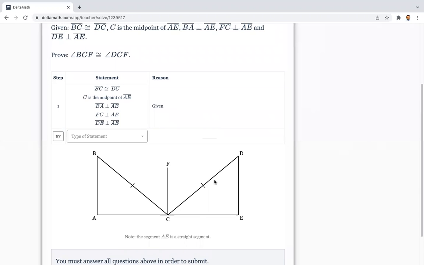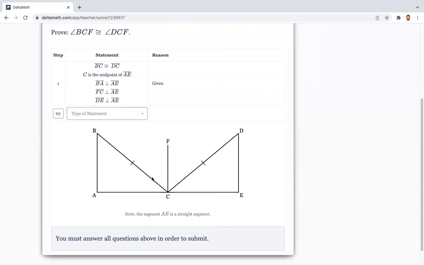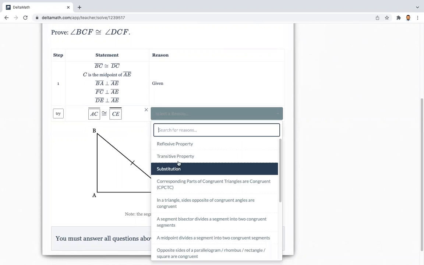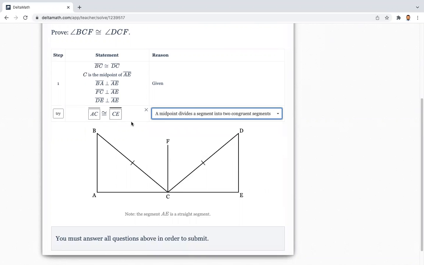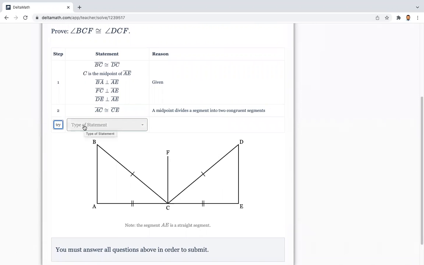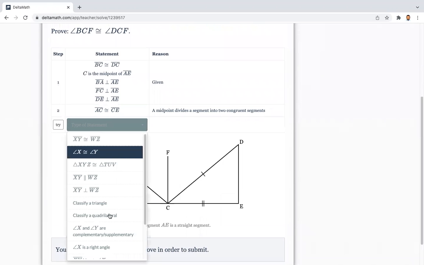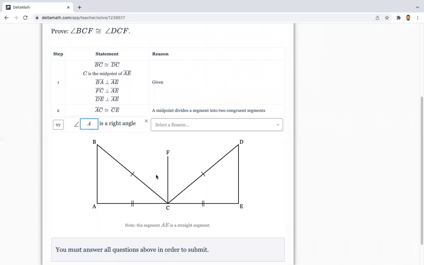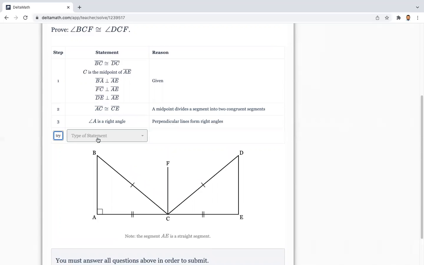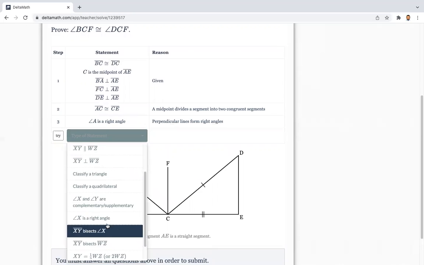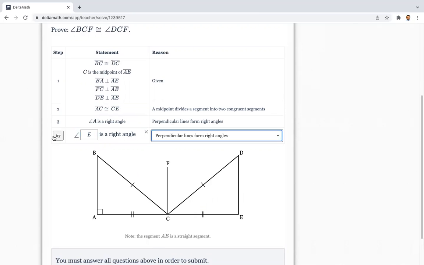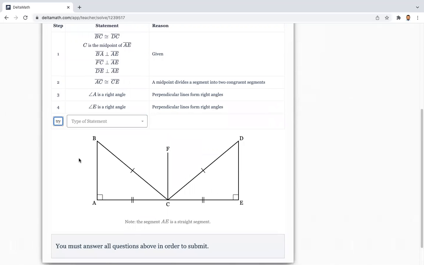We are given BC is congruent to DC. C is the midpoint of AE. Should this be a piece of cake? Yeah. All right, so we're going to say AC is congruent to CE, definition of midpoint. Okay, and we already know that BA is perpendicular to AE, so that means angle A is a right angle. Perpendicular lines form right angles. We can also say angle E is a right angle because perpendicular lines form right angles. And that gives us enough for hypotenuse leg.